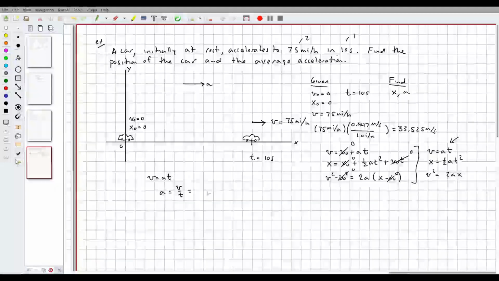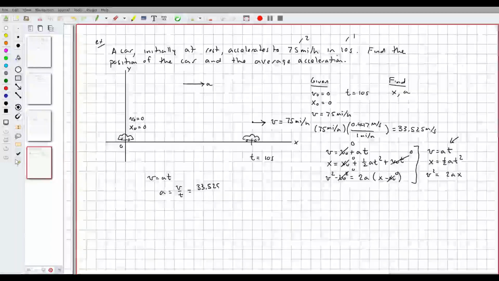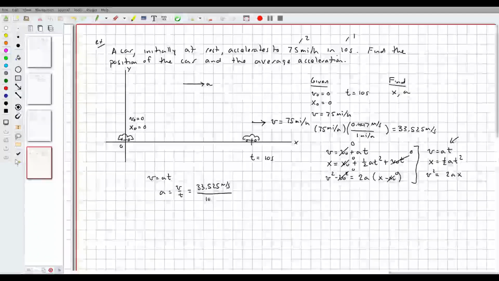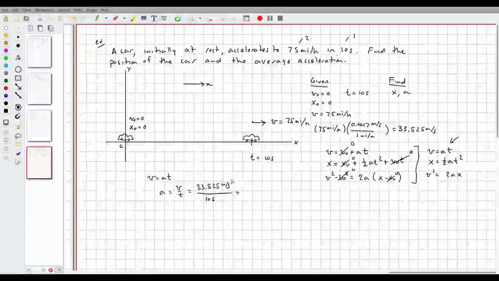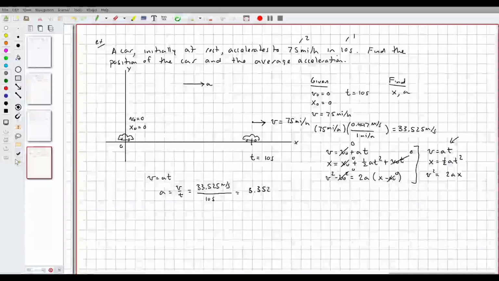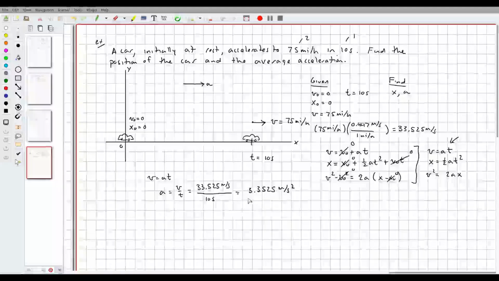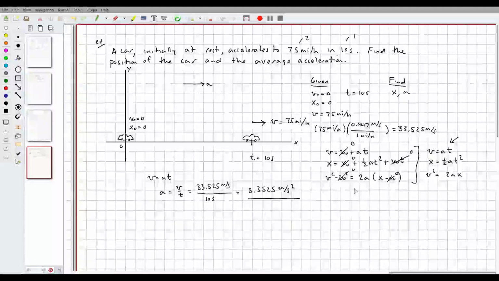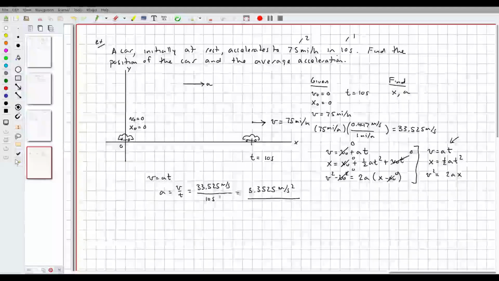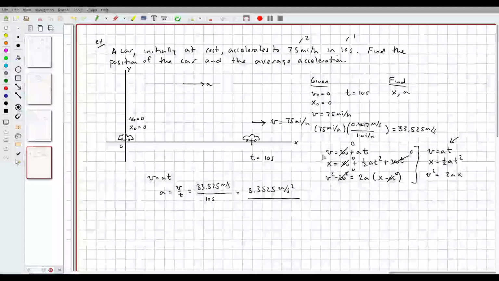So v, once again, is 33.525 meters per second. t is 10 seconds. So my acceleration is 3.3525 meters per second squared. Now I want to stress, do not round this number yet. You want to wait until the end of the problem to round things, because we're going to need to use this acceleration whenever we try to find the position.